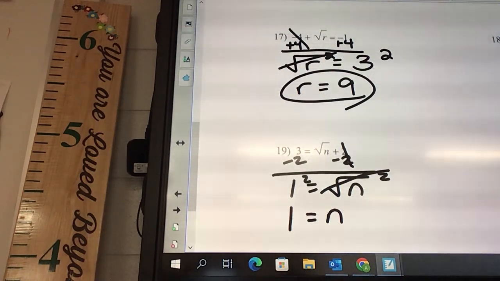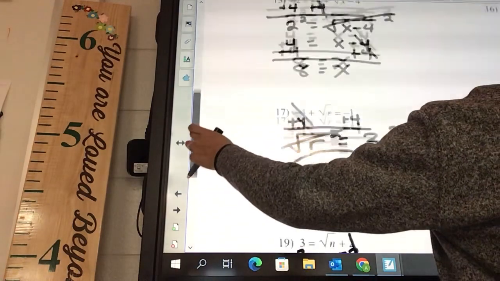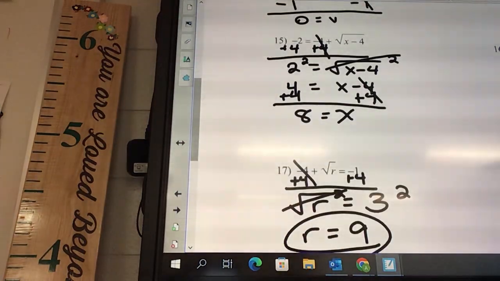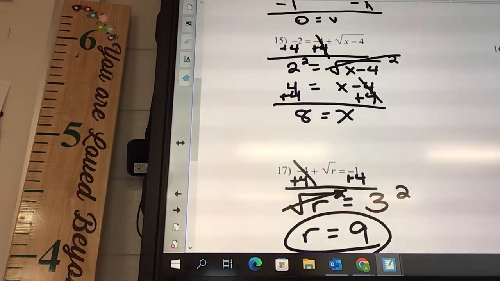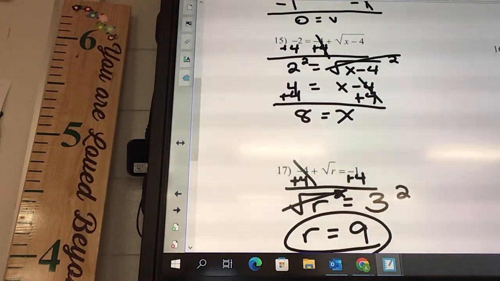16? Okay, look at 16. Is there stuff on the outside of the square root? That minus 5. So, how do I move a minus 5? Add 5. Okay, so negative 4 plus 5, 1 equals the square root of r over 5.